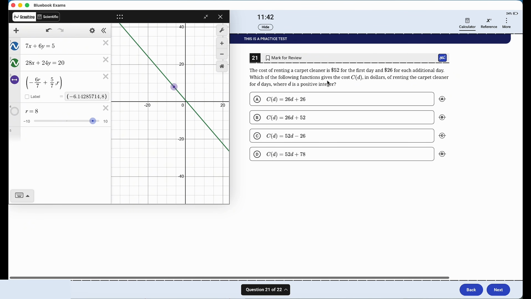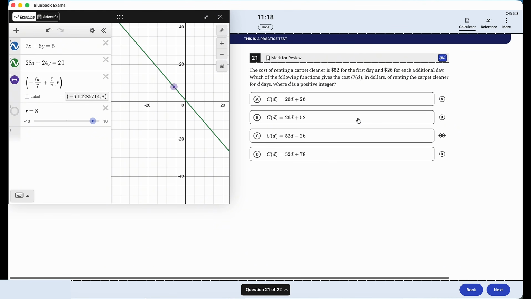Okay, 21 here. This is another question most people will get wrong unless you've practiced it a bunch and you know exactly what you want to do. Same thing with that last one I did. I knew exactly what to do just because I've seen that question a bunch of times. So they reuse things, and if you do enough practice, you kind of know. Most people will get this wrong because they'll just read it, and it says it's $52 for the first day and $26 for each additional day.